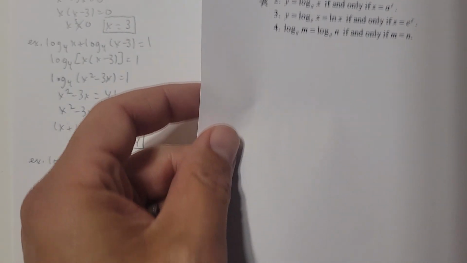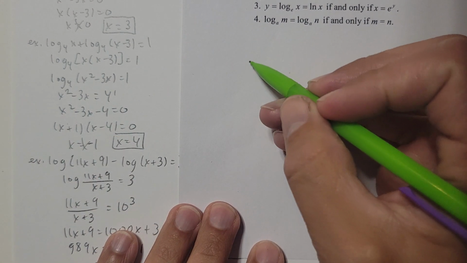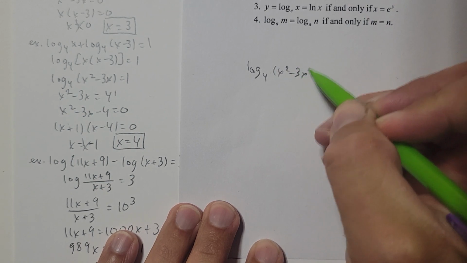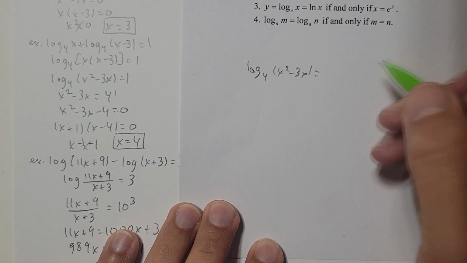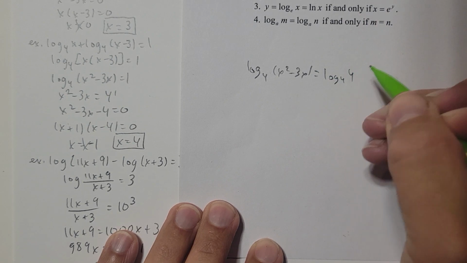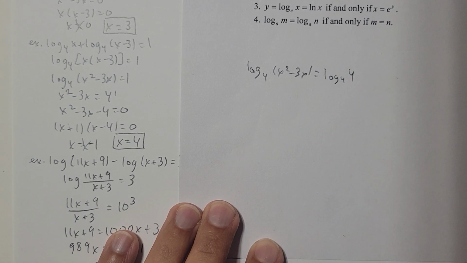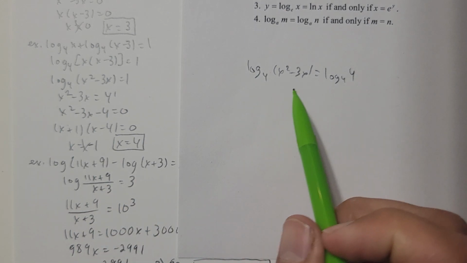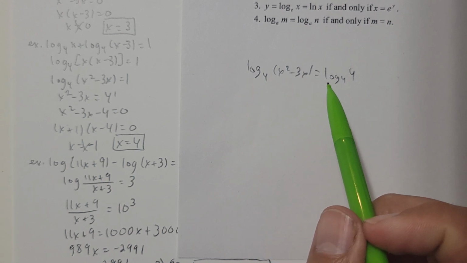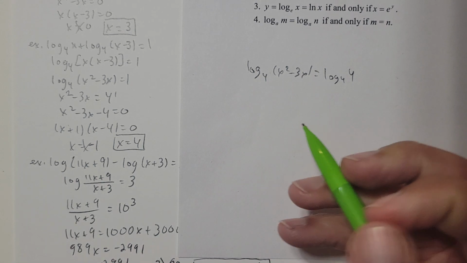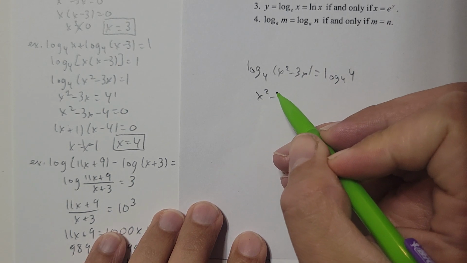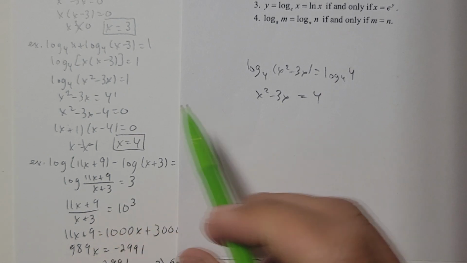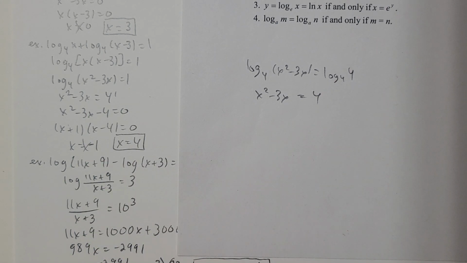So I got log base 4 of x squared minus 3x equals 1. 1 is the same as log base 4 of 4, right? So now that I have a logarithmic equation where there are logarithms on both sides, I can remove the logarithmic notation and set the inner terms to be equal. And I would have on the next line, x squared minus 3x equals 4. That's exactly what I got over here when I used the definition of a logarithm.